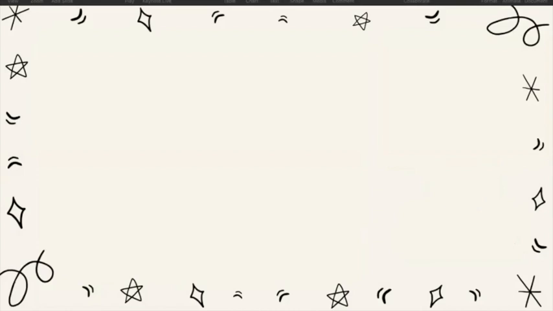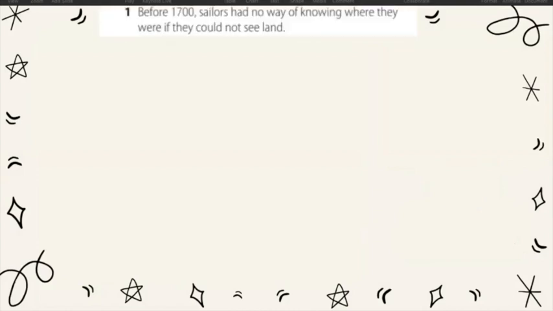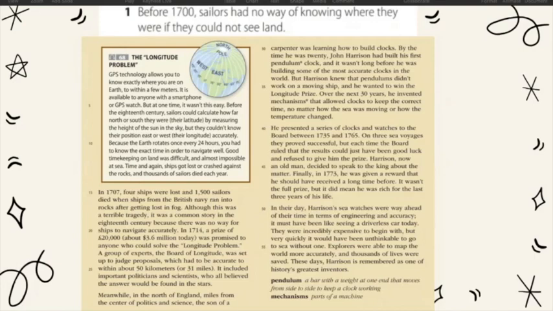Now we're going to check. Number 1 says, before 1700, sailors had no way of knowing where they were if they could not see land. Please, guys, I want you to underline the clues that help answers. So here we have, before the 18th century, sailors could calculate how far north or south they were in their latitude by measuring their height of the sun in the sky. So is this sentence true or false or not given?